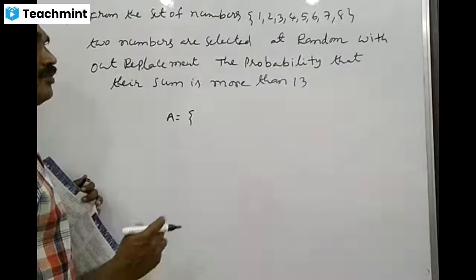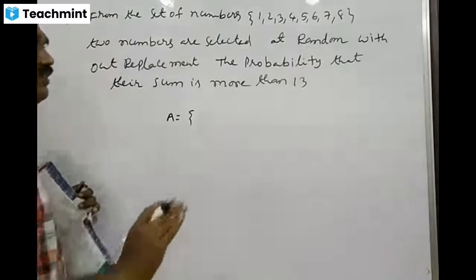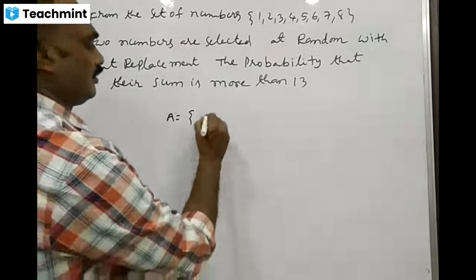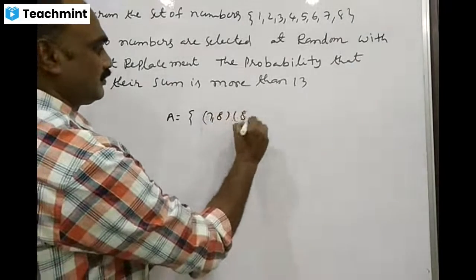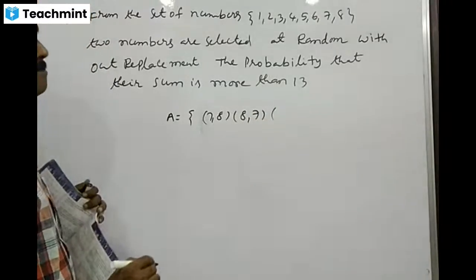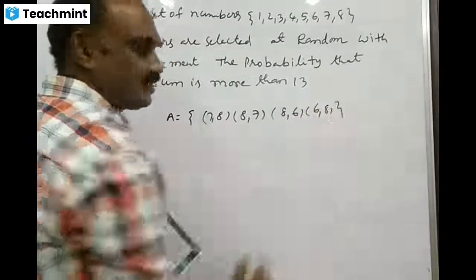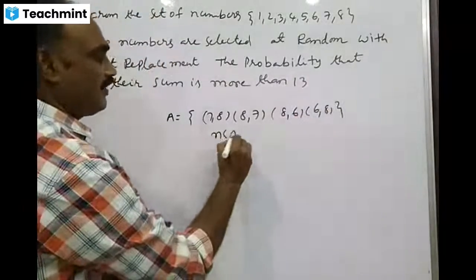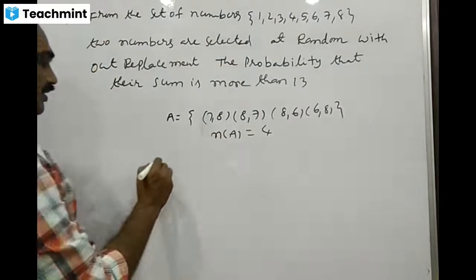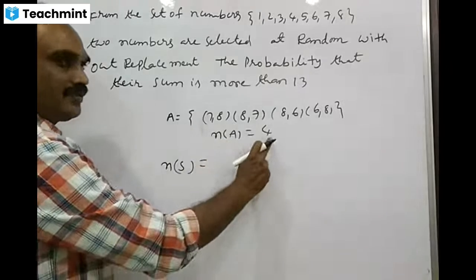So here, 6 and 8, 7 and 8, 8 and 7, 8 and 6, 6 and 8. So number of elements in A is equal to 4. This is the favorable case, n of A is equal to 4. Friends, what is n of S here? Total possible outcomes.